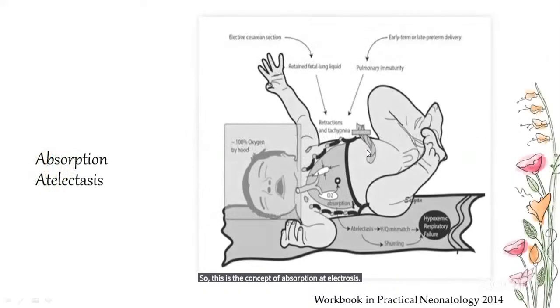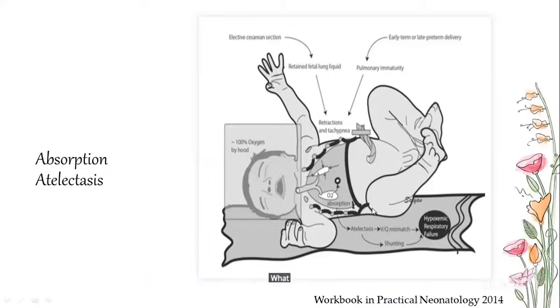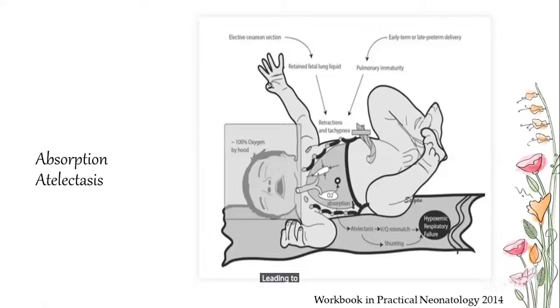What happens is, when any baby has respiratory distress, we put the child on 100% oxygen. Oxygen is a very diffusible gas, and if you fill the alveoli with oxygen, it will diffuse out of the alveoli and lead to atelectasis of those alveoli, leading to VQ mismatch, shunting, and hypoxic respiratory failure. So you're converting a simple TTNB to a malignant TTNB, which should be avoided. This absorption atelectasis should be avoided.